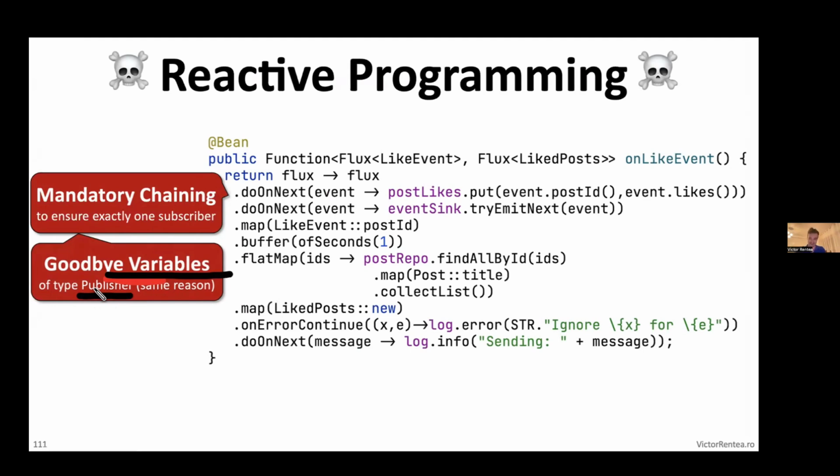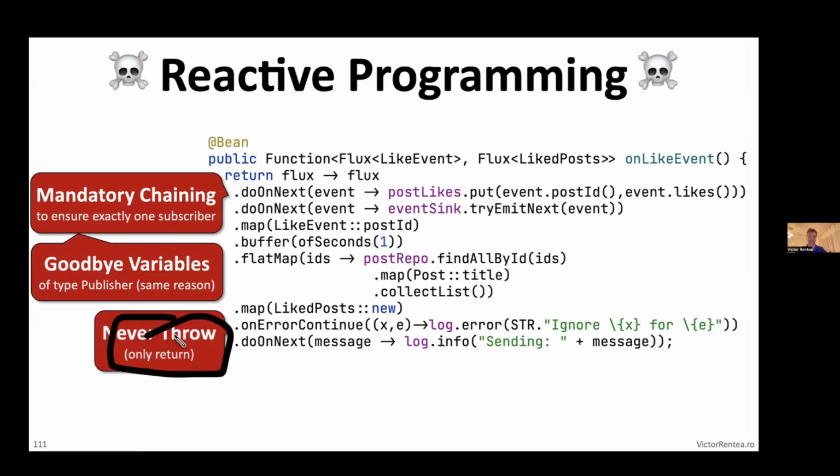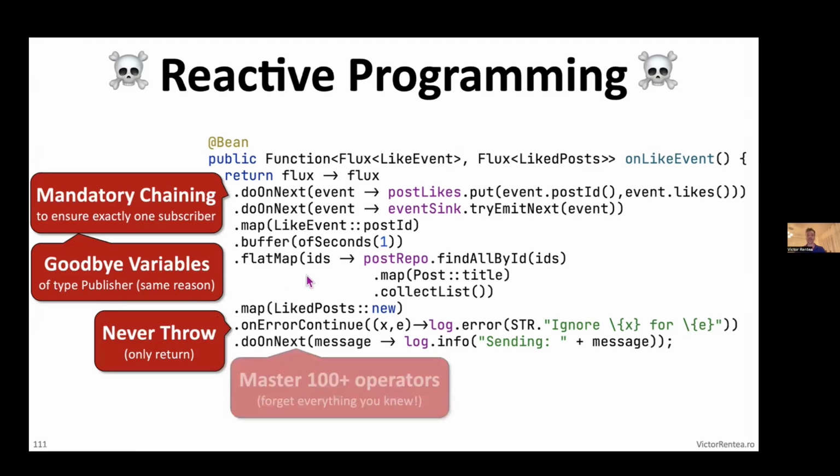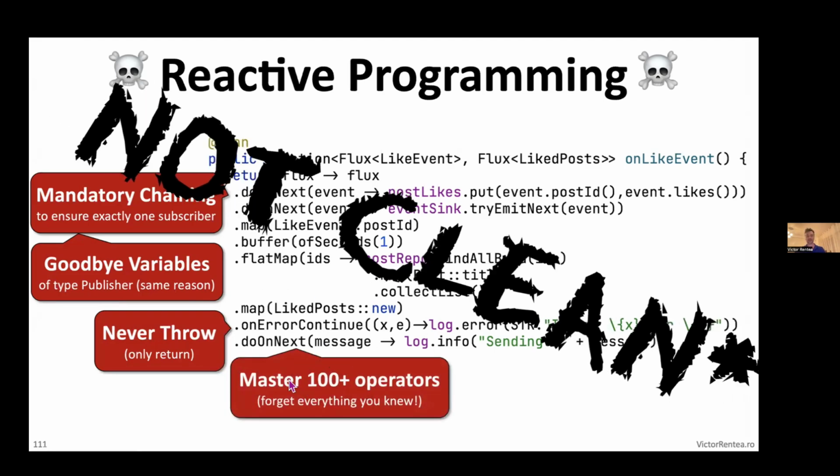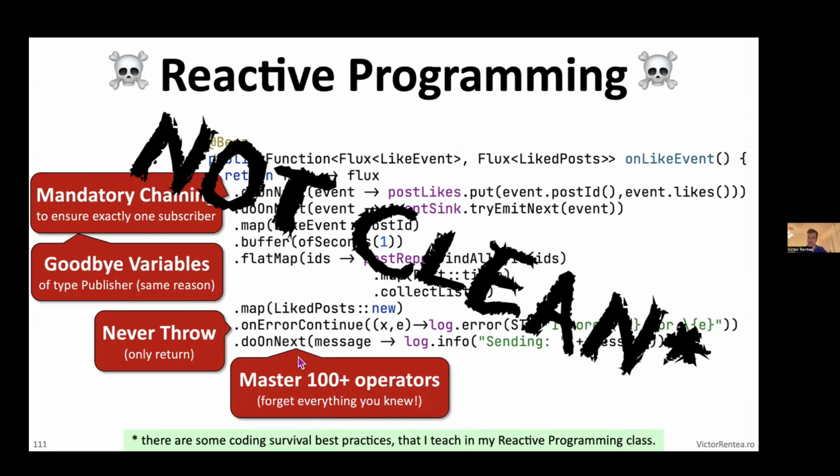I'm also into this reactive thing. So that's why we all hope that reactive programming is going to die, thanks to virtual threads in Java 21. And also, you should never throw exceptions. You are not allowed to throw exceptions in here, only return an error. Oh, and one more. You need to learn about 100 operators in order to be fluent in reactive programming. Otherwise, you can write shitty code. So this is not clean. Although there are some best practices that I can tell you more about in some workshops. But technically, reactive programming is by definition horror.